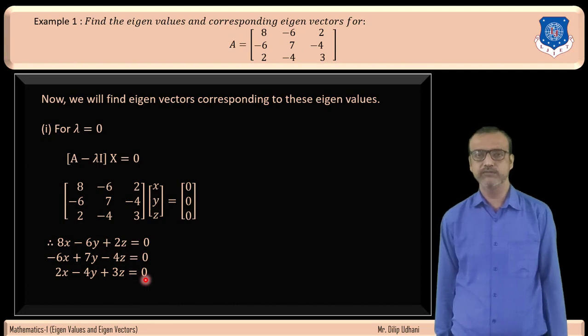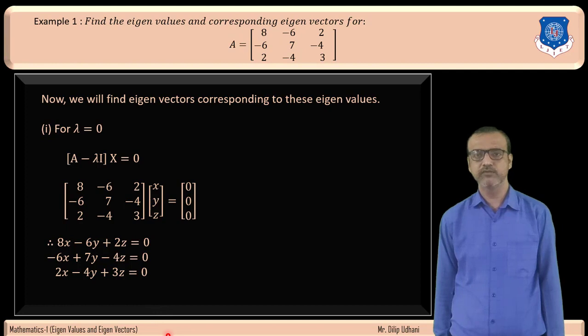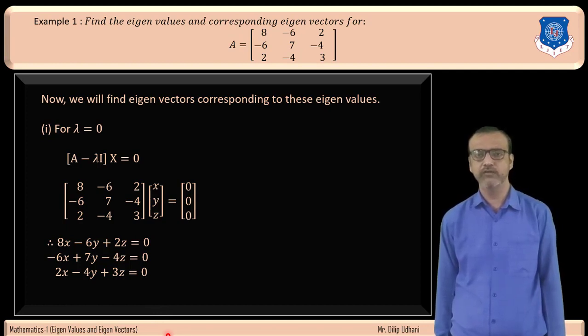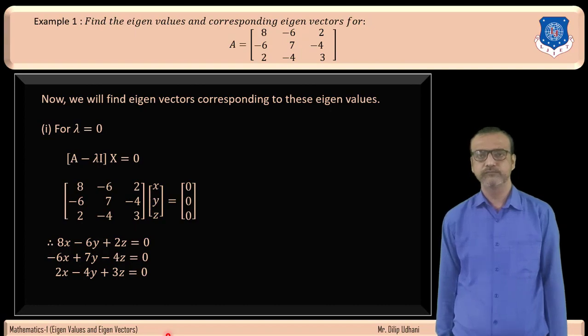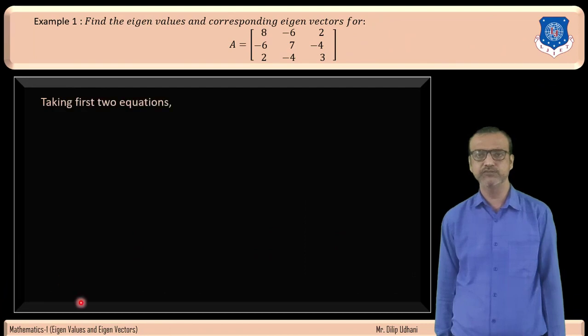Now this is a homogeneous system of linear equations, and a homogeneous system of linear equations is always consistent and it has a trivial solution or a non-trivial solution. But as you know, the eigenvector is a non-zero vector, so this system of equations will have infinite solutions or a non-trivial solution. Now taking the first two equations, you may take any two pair of equations to solve this system of linear equations. Here we are taking the first two equations.